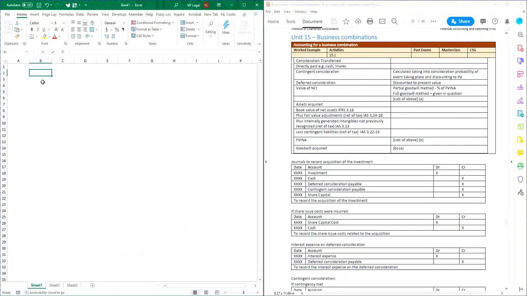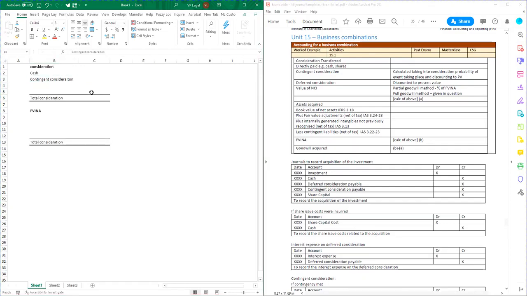So we're going to need cash paid over here. We're going to need any contingent consideration. And then we're going to need the NCI as well, the value of NCI, and that should get us to our total consideration payable.